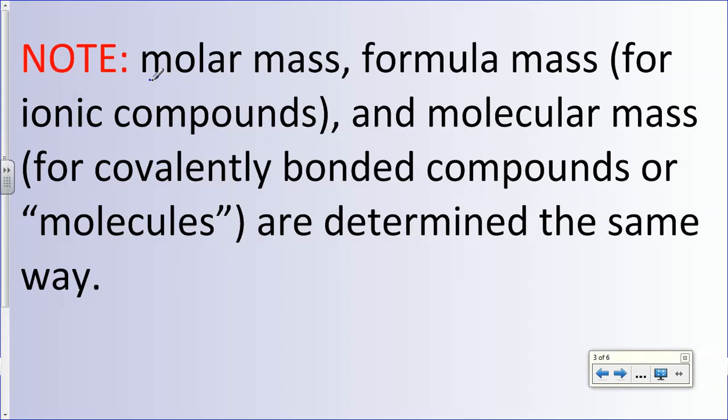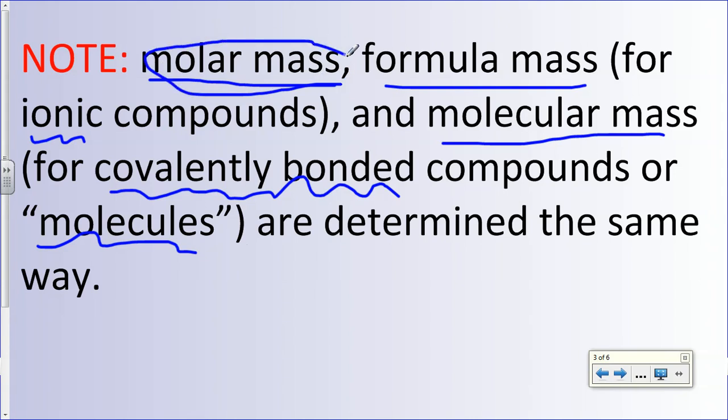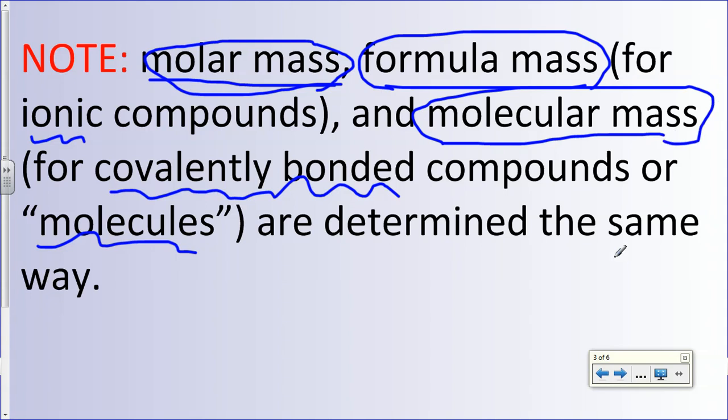So if you see these terms, molar mass, formula mass, which is for ionic compounds, and molecular mass, which would be for molecules, which are covalently bonded together, we do the exact same kind of math. Essentially, we're finding the same thing. It's just different terms depending on the type of substance that you have. So if you see molar mass, formula mass, or molecular mass, it's just the same type of math that we're going to be doing.